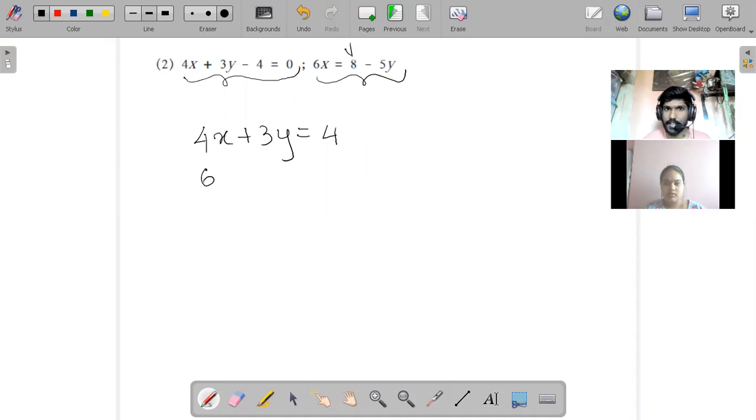No, this 8 is on this side itself. You're not shifting 8. 8 is on the right hand side only. So will the sign change? No. So it will become 6x plus 5y is equal to 8. Is it correct now? Understood?